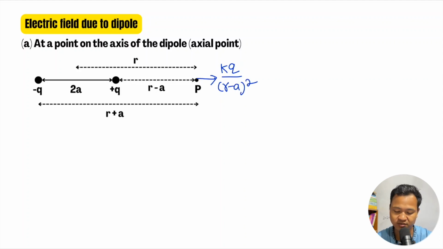KQ by R square, so that is the electric field. Now due to minus Q, the field will be towards the charge, which is KQ divided by R plus A the whole square. Okay, so that is the electric field part.